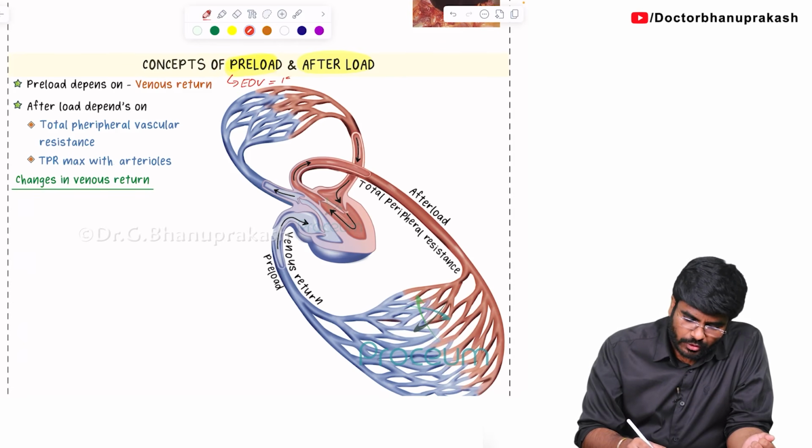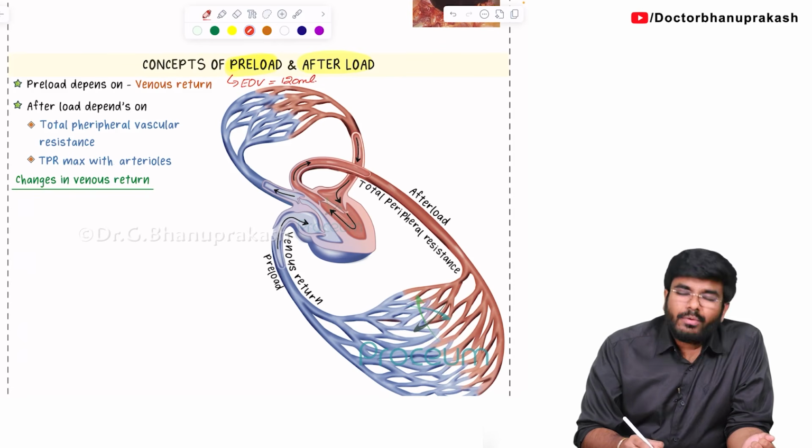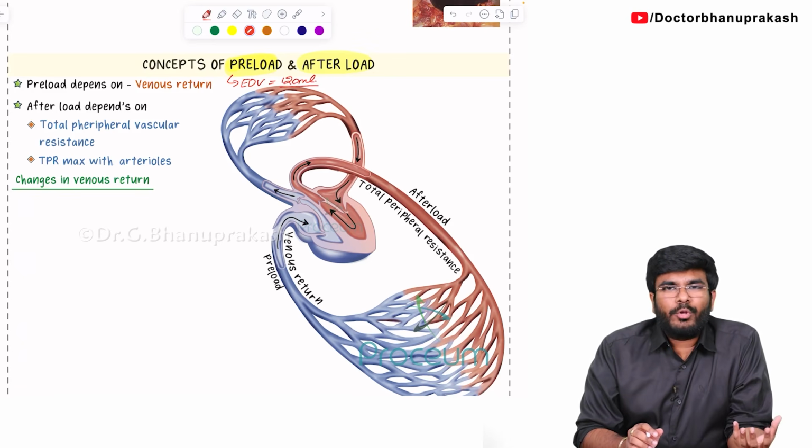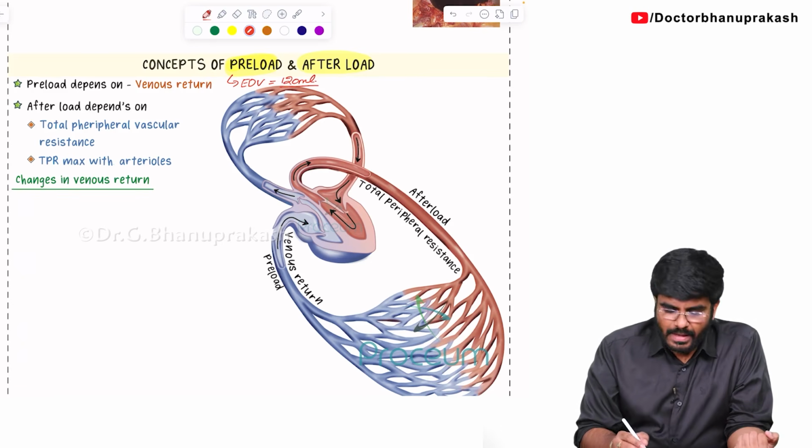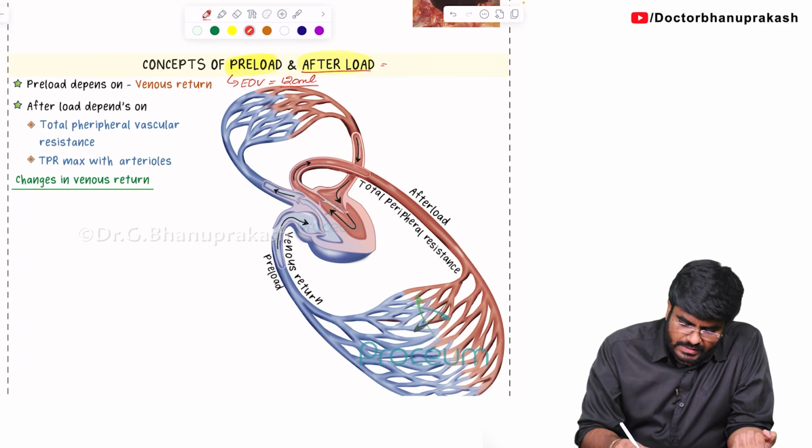And how much is the end-diastolic volume? You know, 120 ml. The amount of blood that you are going to keep in the ventricle before the contraction, that's called the end-diastolic volume. It's 120 ml. Preload is nothing but the volume of blood. And what exactly is afterload, sir? That we will discuss now.